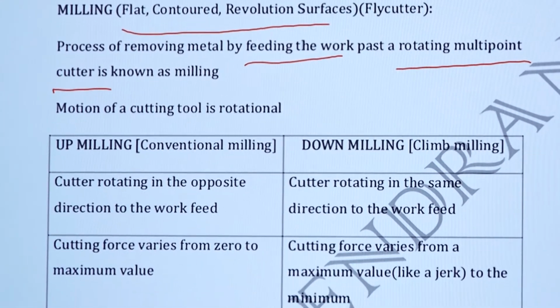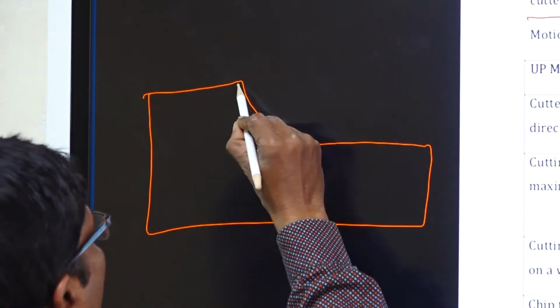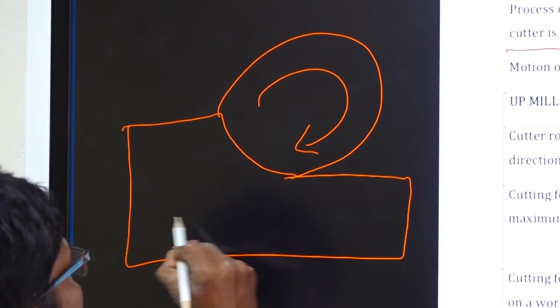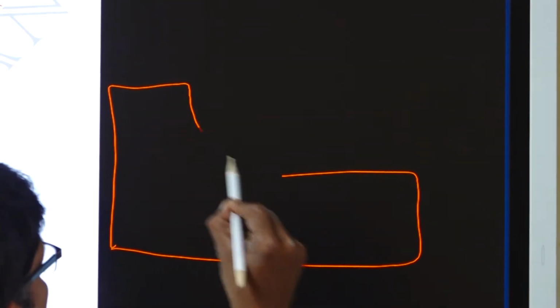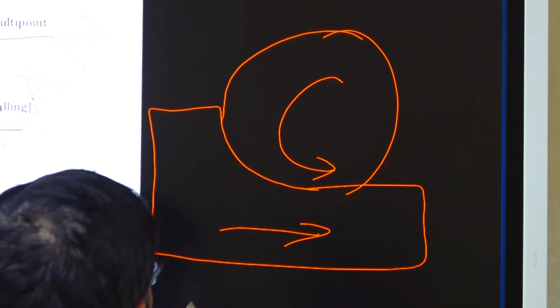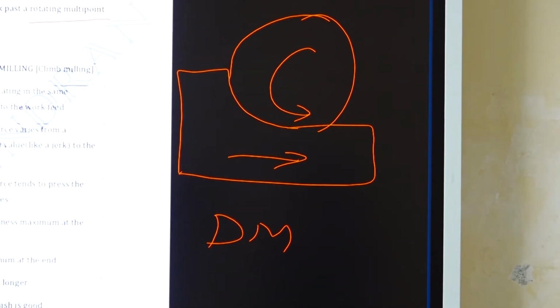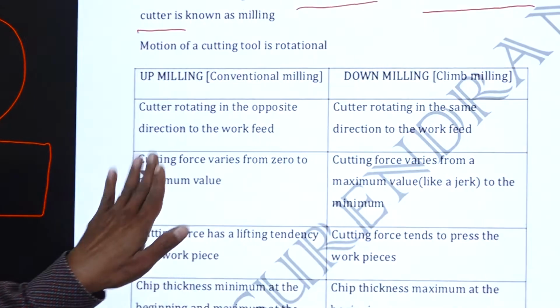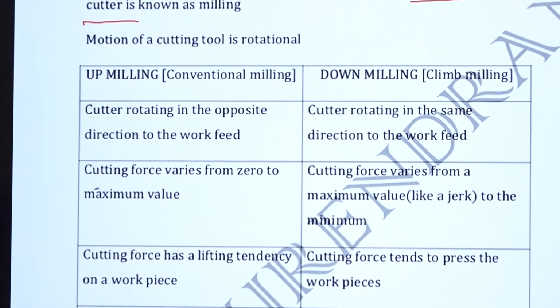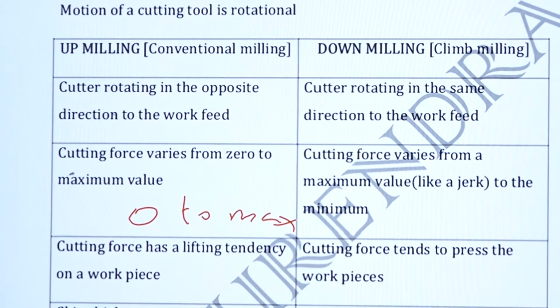So we are having two types of milling, up milling and down milling. In up milling, the cutter rotates in the direction opposite to the feed. In down milling, the cutter rotates in the same direction as the tool feed direction. So in this way, we can classify up milling and down milling. Here the cutting force goes from 0 to maximum, and in the other case from maximum to minimum.